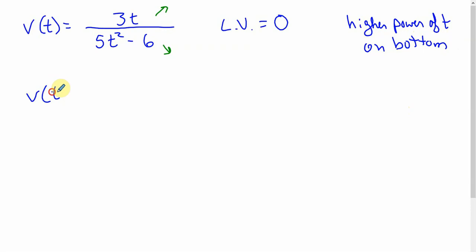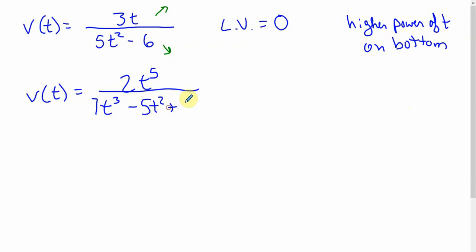Now if we had the higher power on the top, 7t cubed minus 5t squared plus 8t plus 3. Okay. So again, the top is getting bigger, t to the 5th, so that's getting bigger. The bottom also is getting bigger. The bottom is mostly controlled by the t cubed.